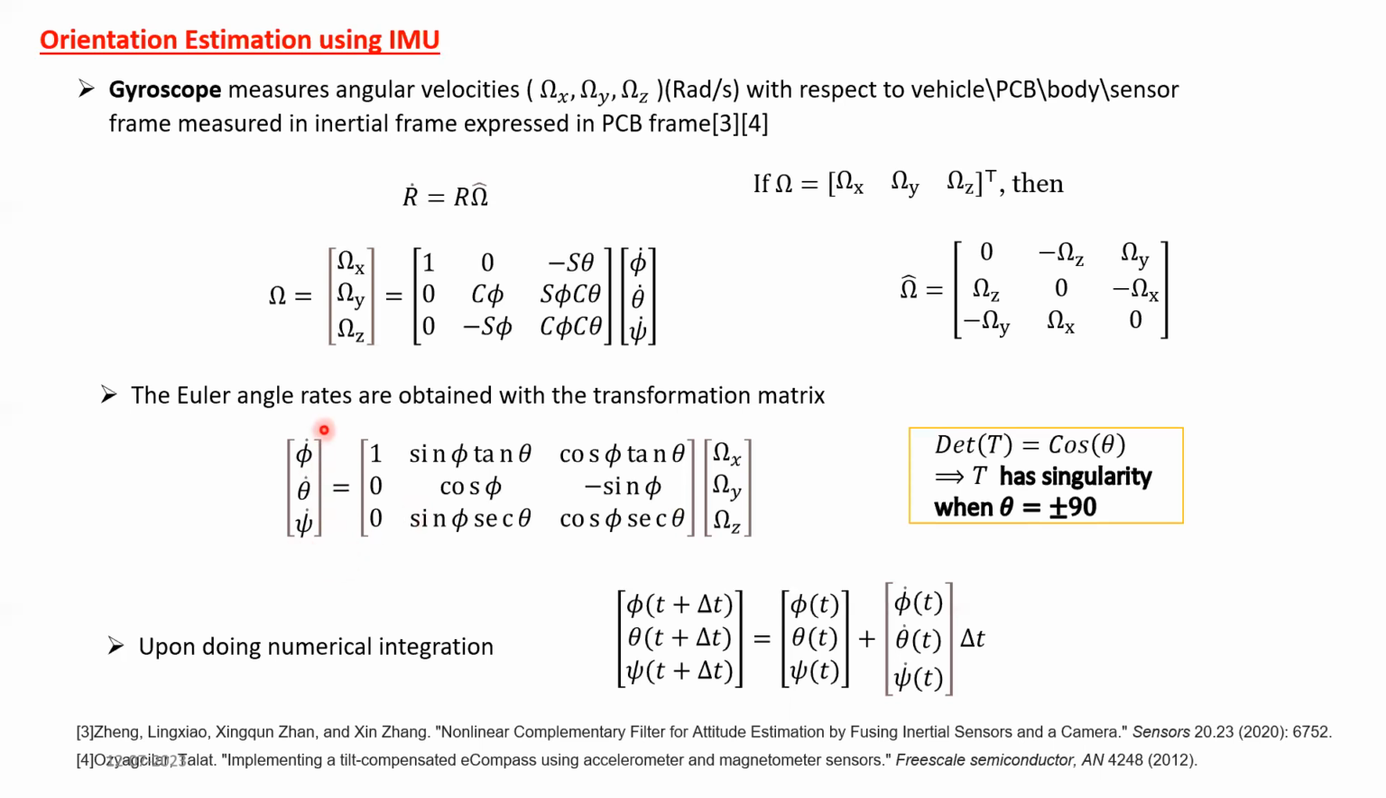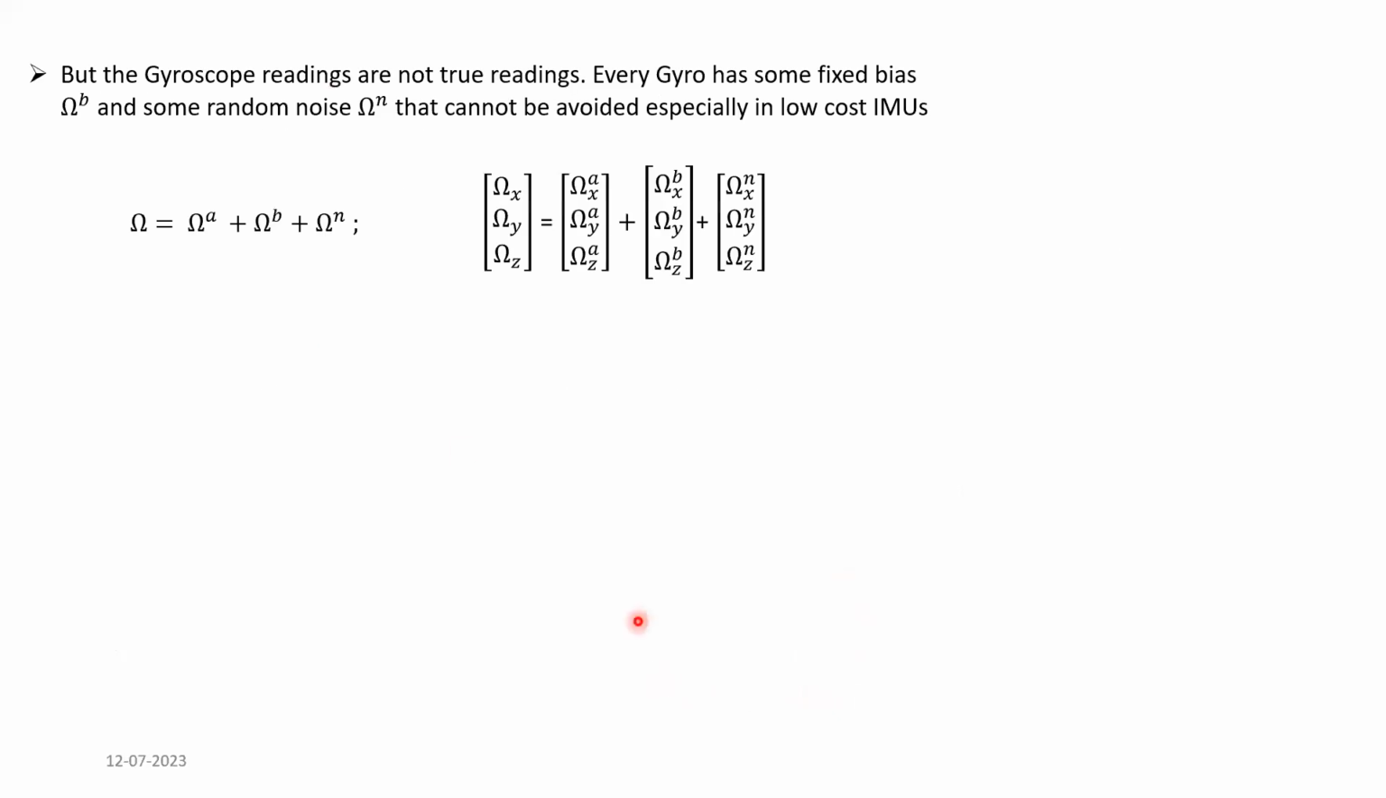Now that we have the Euler angle rates, just by integration we can get the Euler angles, that means the roll, pitch, and yaw attitude of the rigid body. The current value equals the previous value plus the rate times delta T, which gives the current attitude: roll, pitch, yaw. But the gyro readings are not the true readings. They have some bias, omega B, and also some noise.